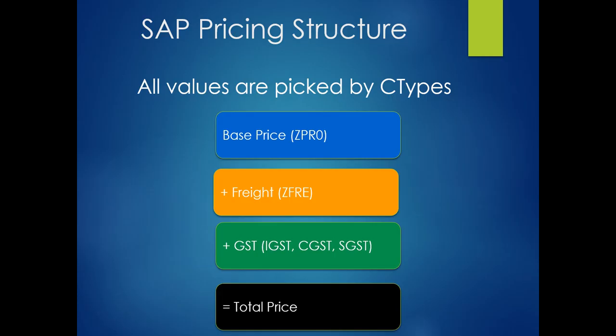In fact, there are a number of condition types defined in the system for discounts, surcharge, freight, customers, etc. But we will see where the freight is defined, how the system picks it up, and how it gets added automatically to the final price. So let's go back to the system and understand how SAP handles freight by predefined logic.